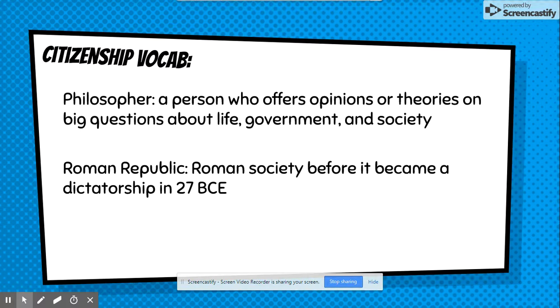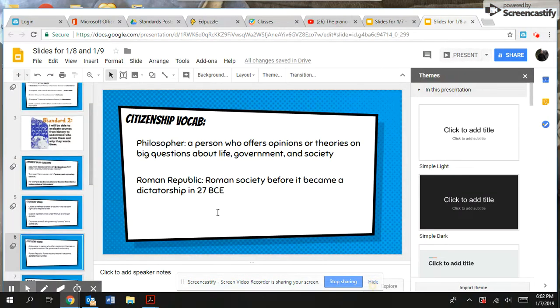And then lastly, we do need to talk about the Roman Republic. So this is now ancient Rome, because remember, we're going to do a comparison between the ancient Greeks and the ancient Romans. The ancient Romans, for a while, had a republic. So this was Roman society before it became a dictatorship in 27 BCE. Okay. So at that point, the Roman people, they were still citizens. They still had rights because they weren't being ruled by an emperor or a dictator. Okay. So they were citizens, not subjects during the Roman Republic. So let's look real quick, guys, at one of our documents.